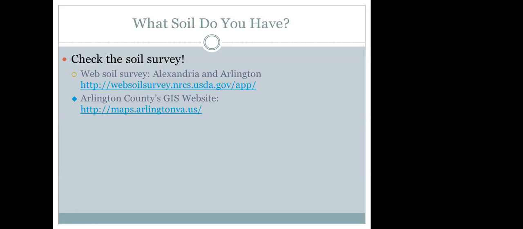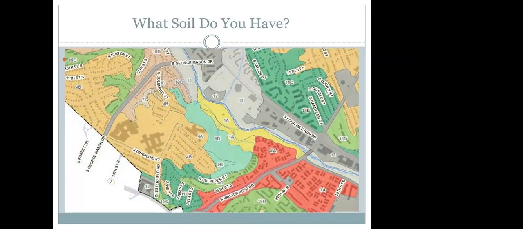I'm just not as familiar with it, and I don't know whether they have the soil survey up there or not. But if you're curious about your soil, those are the two websites I would go to. And this is just a screenshot of the soil survey from South Arlington along 4 Mile Run Drive, just to give you an idea of what the soil maps look like.